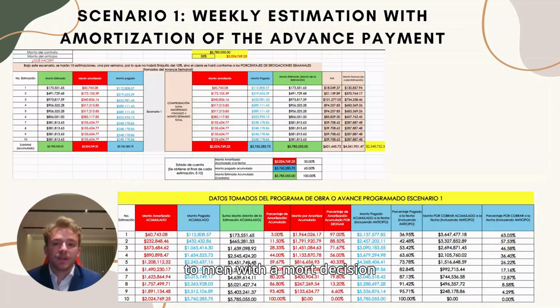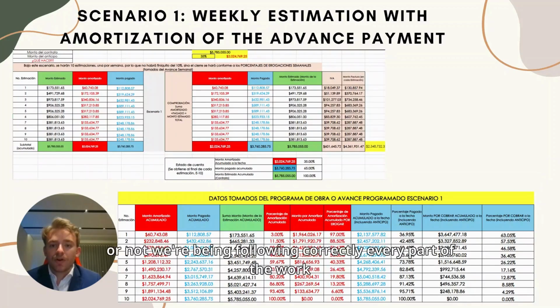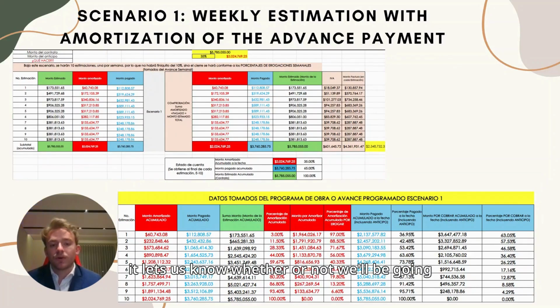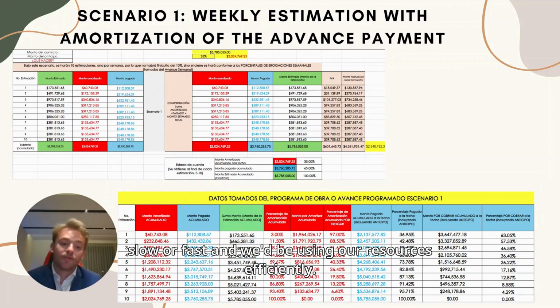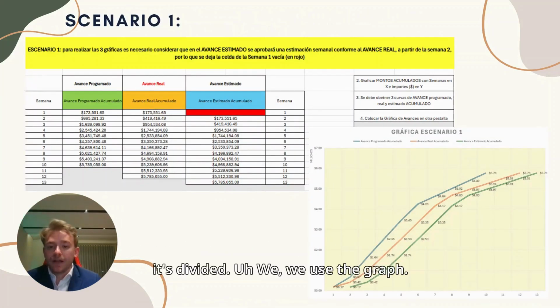Scenario 1, the weekly estimation with amortization and advance payment. It's divided within 10 weeks, and we take a look at whether or not we're following correctly every part of the work. And it lets us know whether or not we're going slow or fast, and whether we'll be using our resources efficiently.